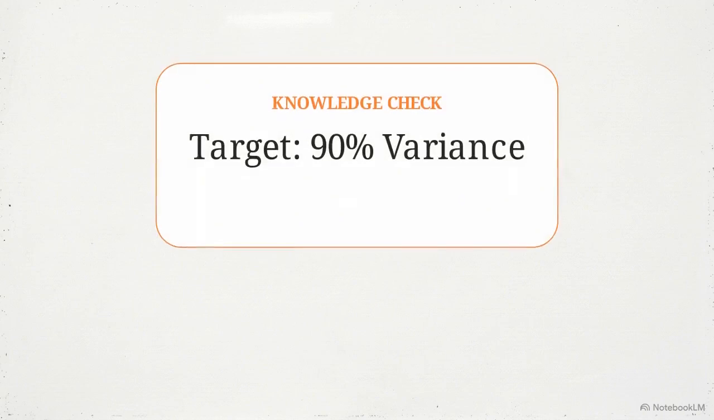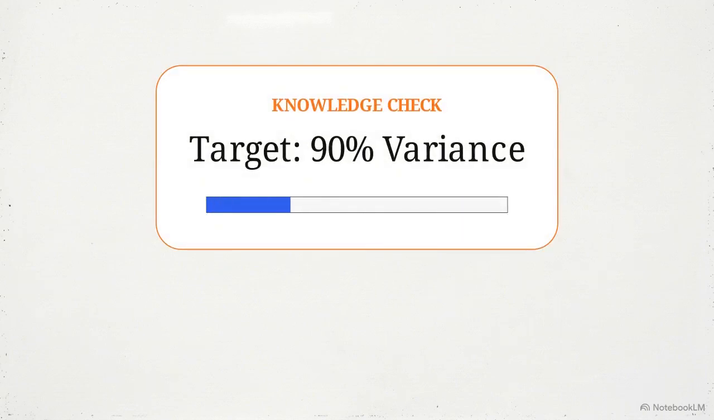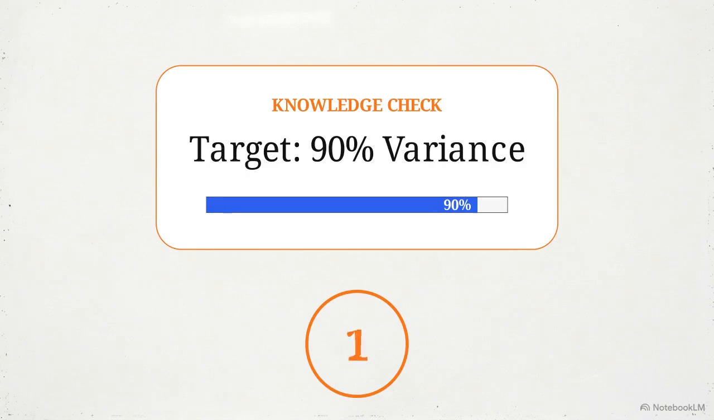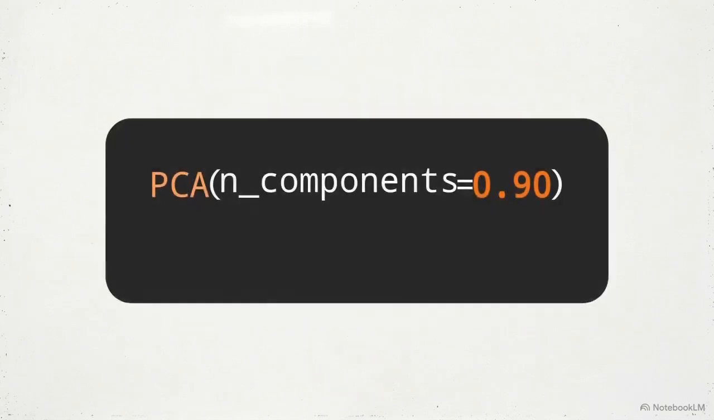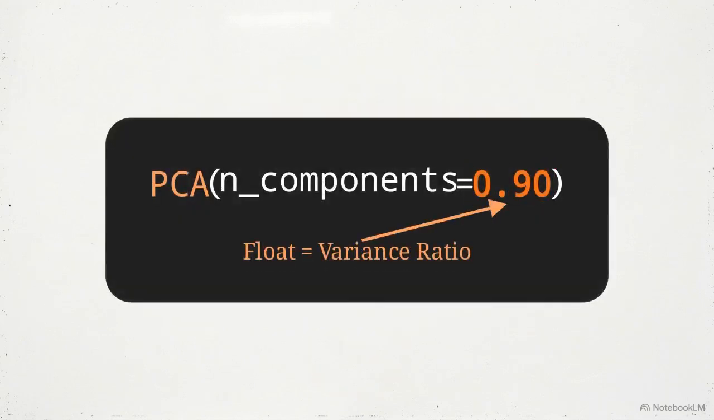Let's test that scikit-learn shortcut. If you wanted to compress a dataset but ensure you retained exactly 90% of the variance, how would you write that PCA initialization? You pass the float value 0.90 to n_components.